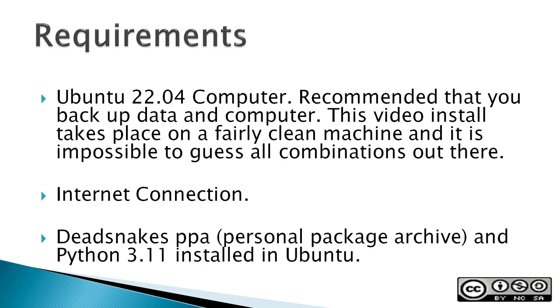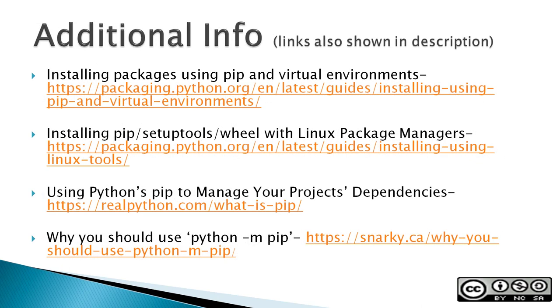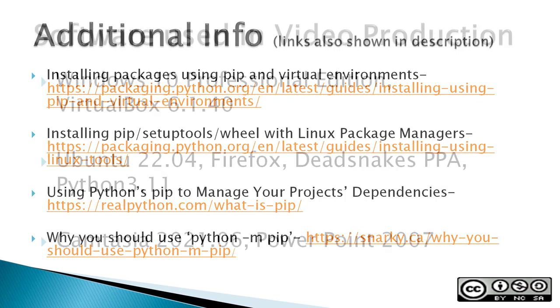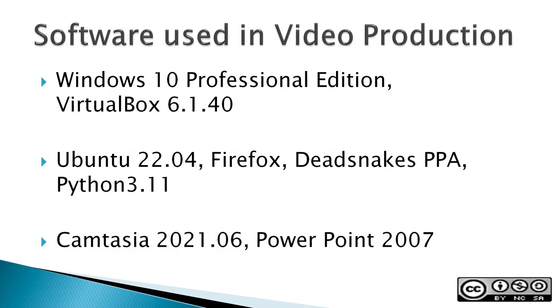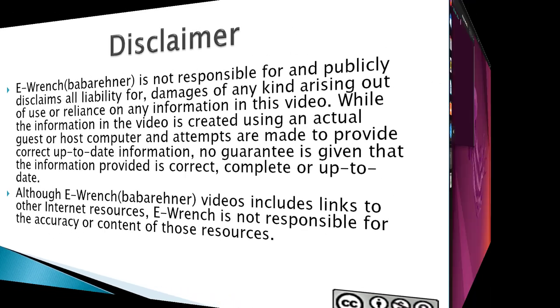This video install takes place on a fairly clean machine and it is impossible to guess all the combinations out there. You're going to need an internet connection to install the venv module. And you're going to need a Deadsnakes PPA, personal package archive, and Python 3.11 installed in Ubuntu. The next three slides contain additional sources of info, a list of the software used in making this video, and a disclaimer. If you wish, you can stop this video to read the next three slides.